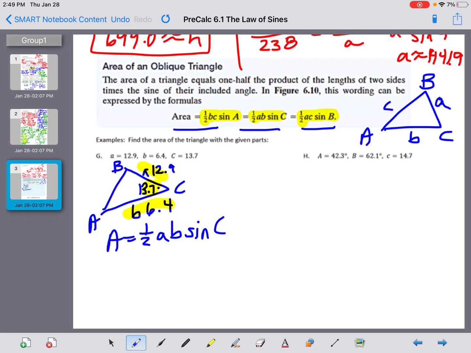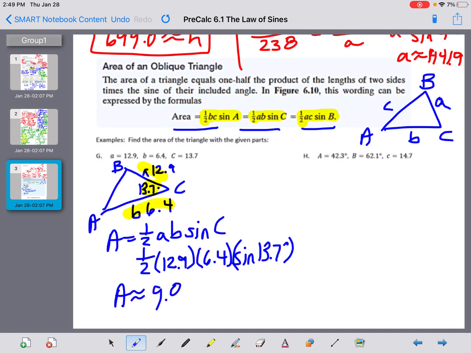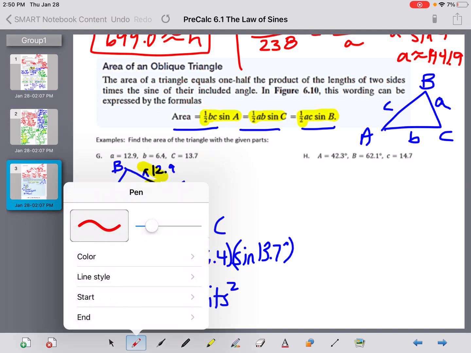Okay? 1/2. A is 12.9, B is 6.4, and angle C is 13.7. This is a calculator problem. Go ahead and plug and chug. I put in 0.5 times 12.9 times 6.4 times the sine of 13.7, and I have an area of about 9.8. And I don't know my units, so I'm just going to put units squared. Okay? Straightforward there. When given the information, use the right one.